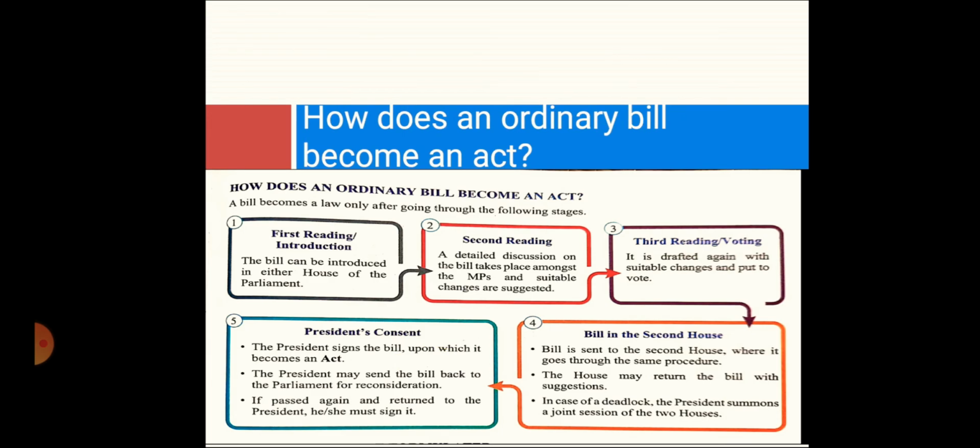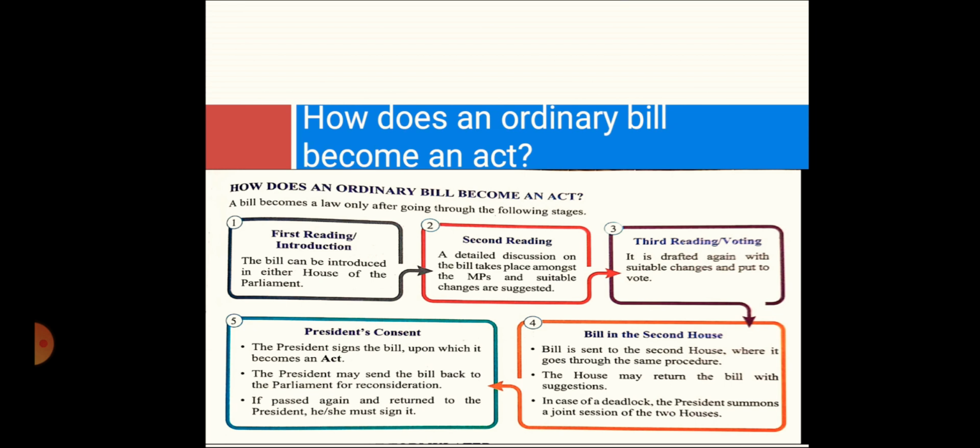For example, Parliament enacted the Right to Information Bill in 2005, which received the President's consent on 15th June 2005. This act was notified in the official gazette on 21st June 2005. This was achieved after a long struggle by the people.